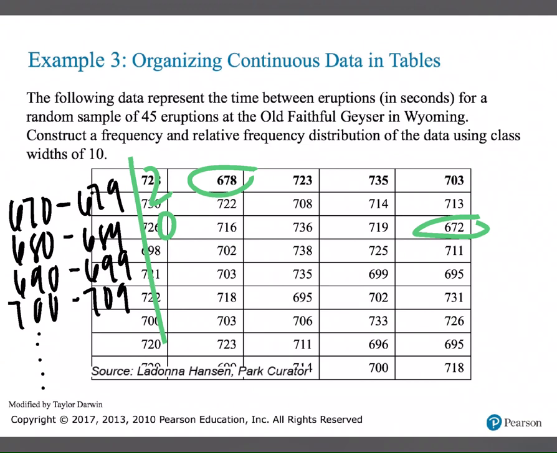There's 0 that lie between 680 and 689. Then you'd count, and there's 7 that lie between 690 and 699. And so on, so on, so on, until you get all your values, which are 45. I'm going to show you another chart in a second, though, because this is hard to do with this chart on there.